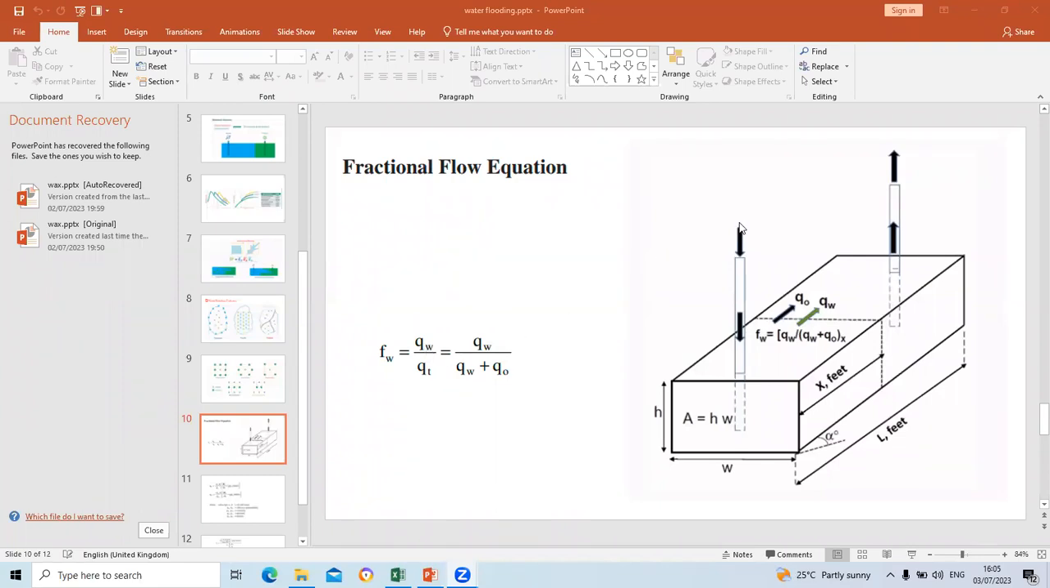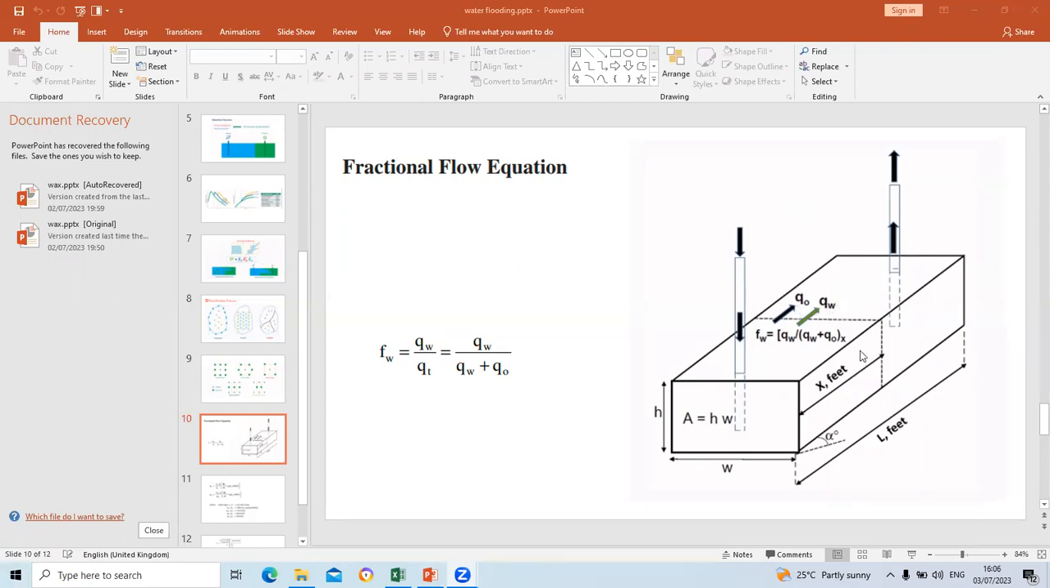Remember that as you are injecting, if this is our injection well and you are producing at this point, at one point in time, at the beginning of the injection, the water is at this particular level. As more and more water is injected, the water is gradually moving towards the producing well. So this particular line is what we call our waterfront. At that waterfront line, oil is moving and water is also moving.